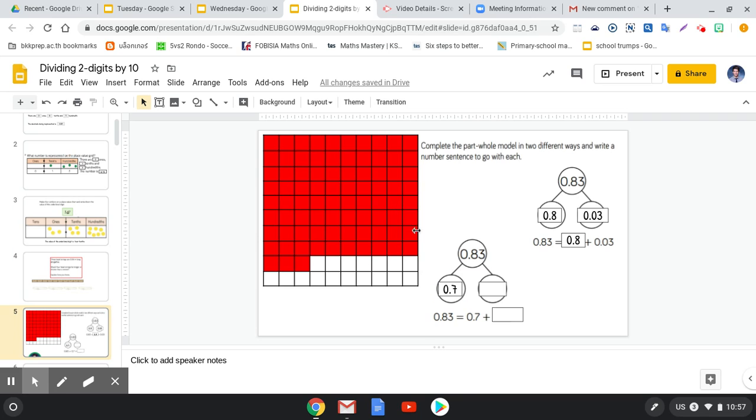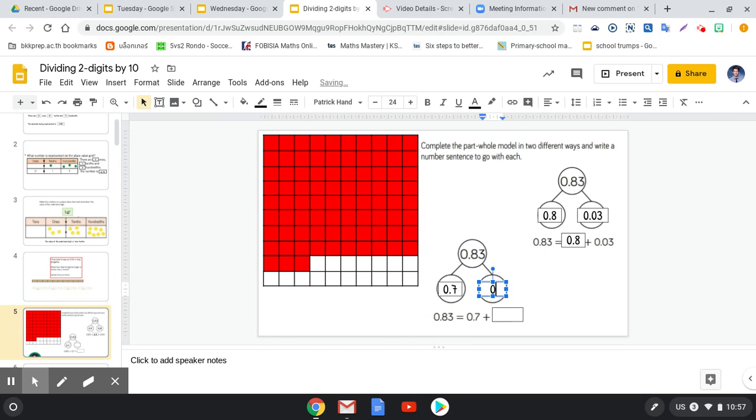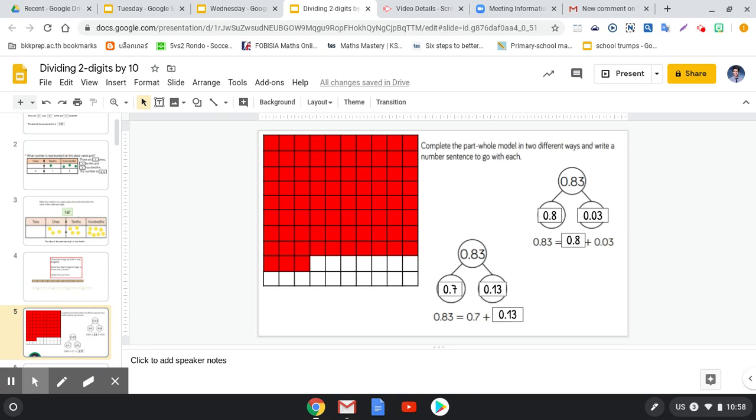So 0.7 is the same thing as 7 of these rows. Now what is left is one row and 3 squares. So one row is a tenth and the 3 squares are hundredths. So 0.13 is what was left. So 0.83 is the same thing as 0.7 plus 0.13. So this is the next level of place value understanding, where you have enough knowledge of tenths and hundredths to put them together to make the decimal number.